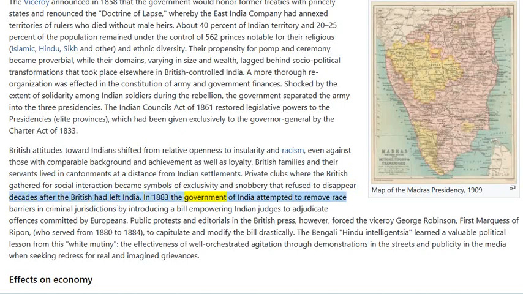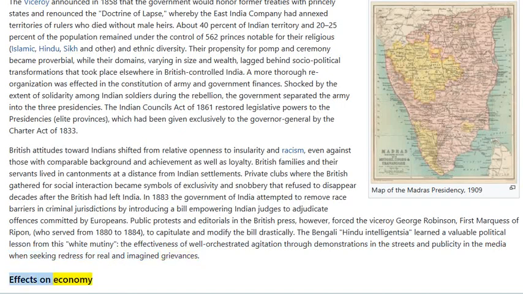In 1883, the Government of India attempted to remove race barriers in criminal jurisdictions by introducing a bill empowering Indian judges to adjudicate offences committed by Europeans. Public protests and editorials in the British press, however, forced the Viceroy George Robinson, 1st Marquess of Ripon, who served from 1880 to 1884, to capitulate and modify the bill drastically. The Bengali Hindu intelligentsia learned a valuable political lesson from this white mutiny: the effectiveness of well-orchestrated agitation through demonstrations in the streets and publicity in the media when seeking redress for real and imagined grievances.